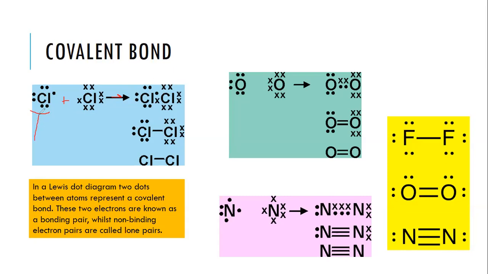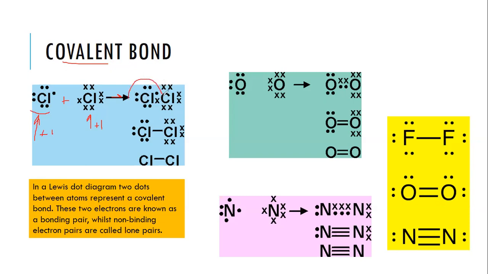To have 8 electrons, this one needs 1 electron from outside, and this one also needs 1 electron from outside. Both of them have the same ability of attraction because it's the same element. So one cannot take and one cannot lose an electron. What do they do? They share the electrons. That's what we call a non-metal covalent bond. This cross is coming from the one on the left hand side, and the dot is coming from the one on the right hand side.